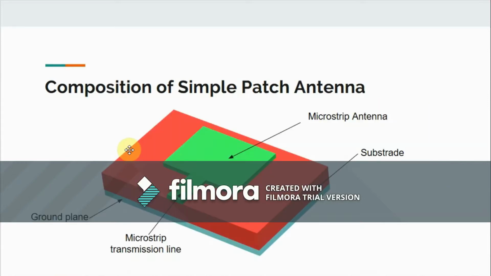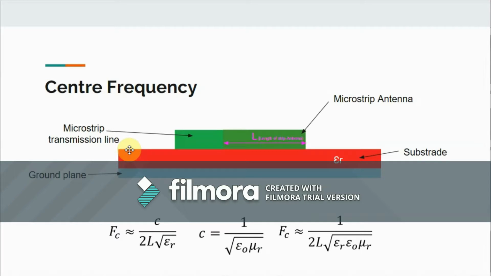Thank you, Damien. Now I'll be explaining the composition of simple patch antennas. Simple patch antennas are made of 4 different components: a substrate, a ground plate, a microstrip transmission line, and a microstrip antenna. The ground, microstrip antenna and strip are made of conductive materials. The middle is a dielectric material that is made of materials such as fiberglass.